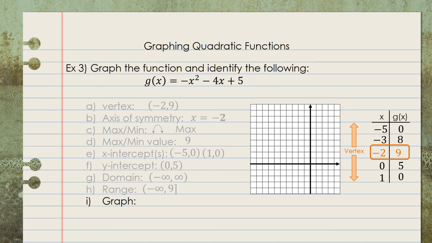Now that we have a completed t-chart, we plot our points. We connect them, and hopefully we have a parabola. Once you have it graphed, we check. Does it satisfy A through H on the left side? And yes, it does.